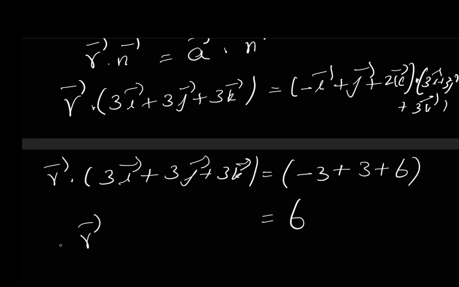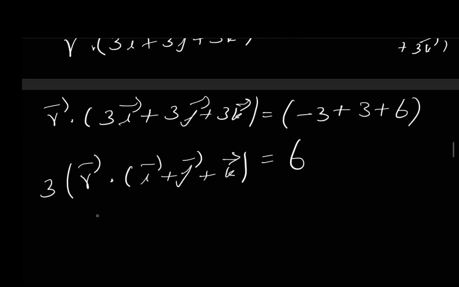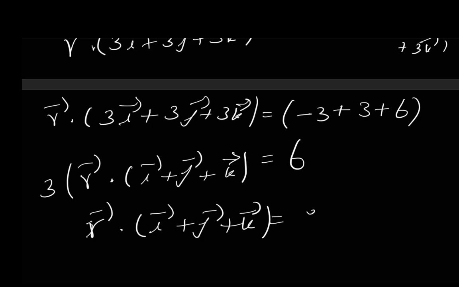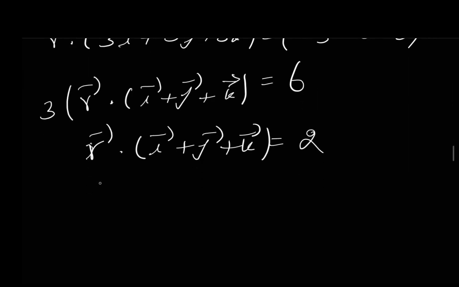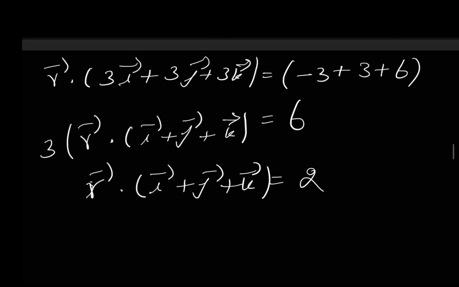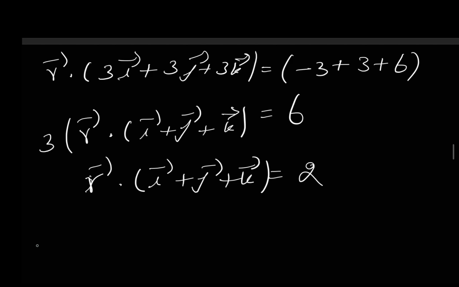From this I can take the constant 3 outside: 3 times vector r dot (i plus j plus k) is equal to 6. The 3 cancels, so you will get the answer: vector r dot (i plus j plus k) is equal to 2. This is the vector equation of the plane passing through the point and normal to the vector. This is the answer for the first question.